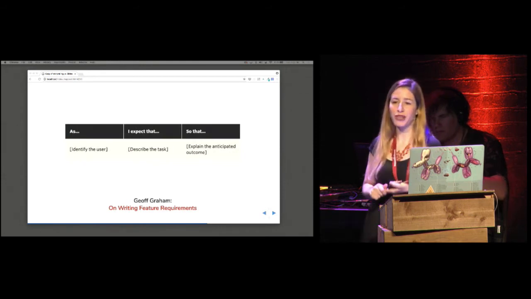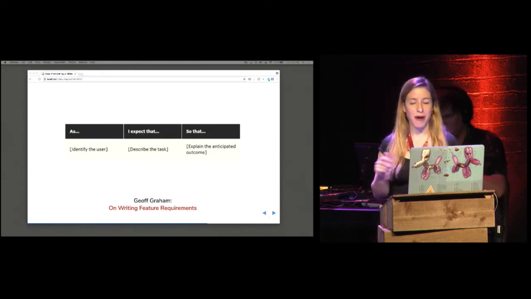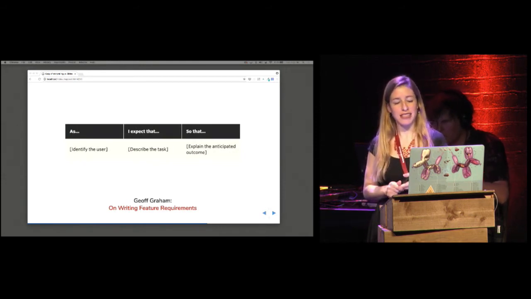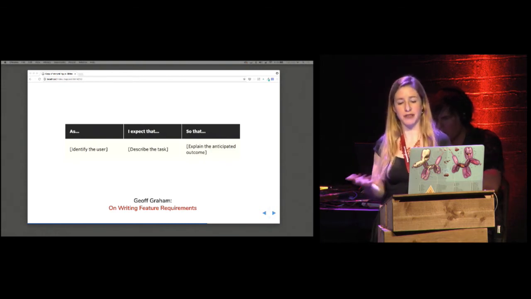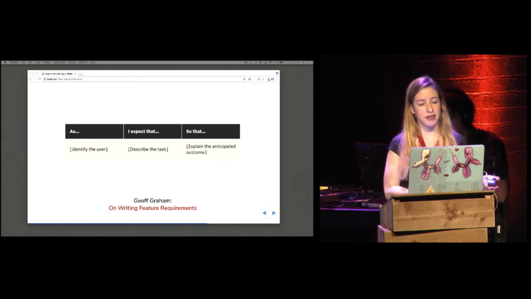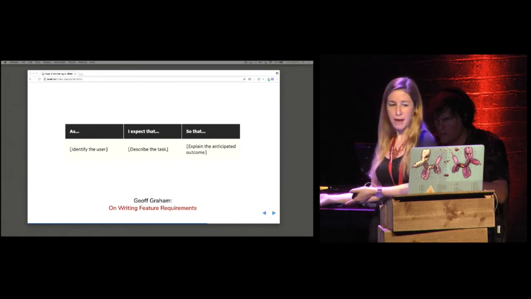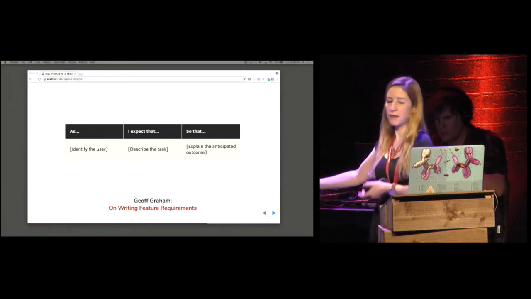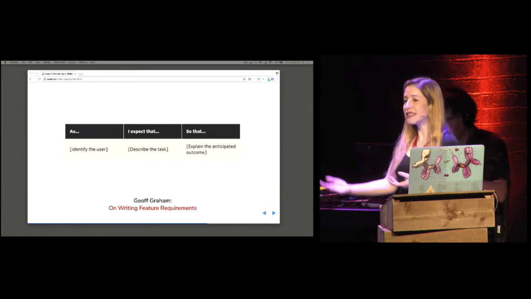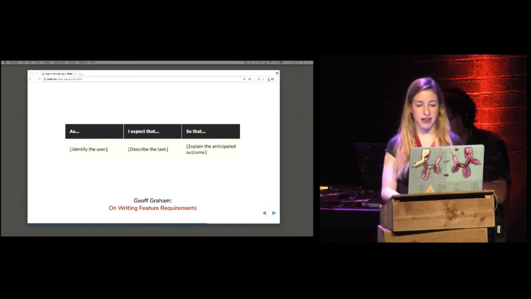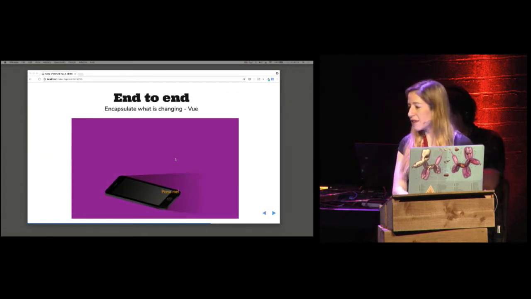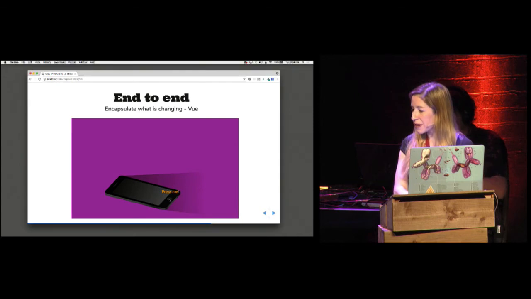Jeff Graham wrote a really great article on CSS-Tricks about feature requirements, and this is exactly what we need in order to build our transitions. As a user, I expect that something happens so that I can get to some goal. That's a really easy thing to write out before you get started. So we can have these end-to-end user experiences.